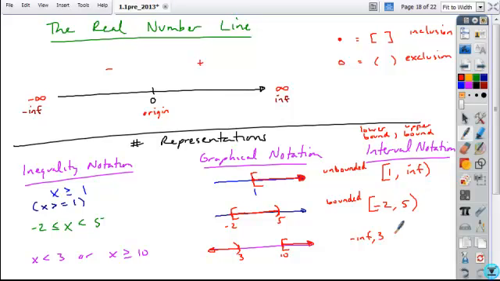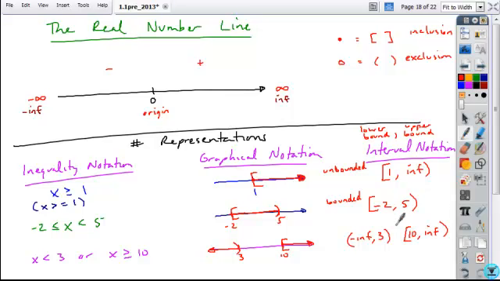There's our upper bound. The infinities will always have parentheses. Here we see that the 3 is not included, so it's a parentheses. Our second interval, the furthest to the left, or the lower bound of our second interval, is 10. The upper bound is infinity. Again, always a parentheses at infinity. Is the 10 included in our set? It has the equal to, so that is included.